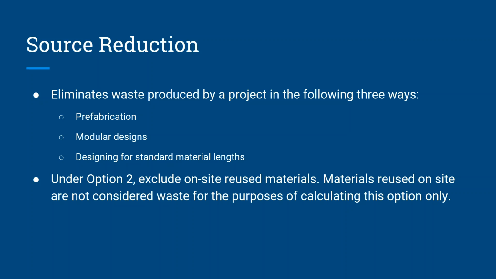Designing for material lengths reduces the amount of offcuts and scrap produced. It reduces waste and does not add to cost if incorporated early on in the project. Materials reused on site are not considered waste for the purpose of calculating Option 2 only.